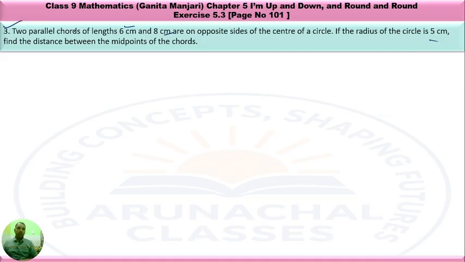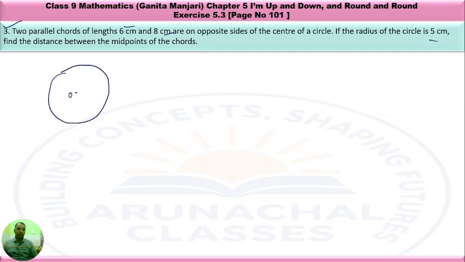So here we have a circle. Let us draw a circle. This circle has center O. Now as per the question, they are saying that two parallel chords of length 6 centimeter and 8 centimeter are on opposite sides of the center of the circle.